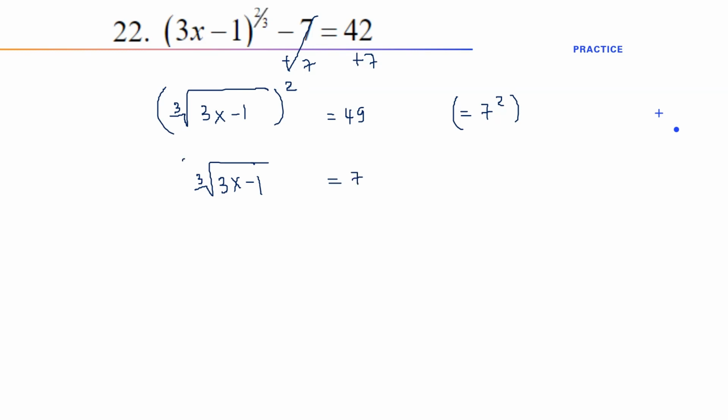Now I use the cube on both sides. So this one will be 3x minus 1. And this one is 343. So x equal 344 over 3.